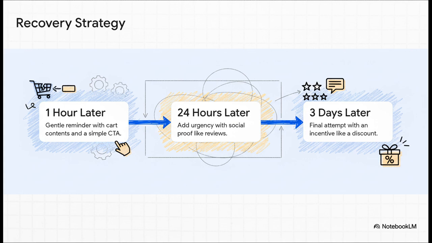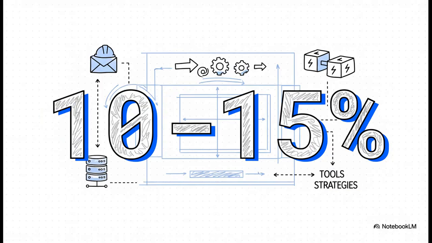It's a proven 3-email workflow that really leans on psychology. The first email, about an hour later, is just a gentle nudge while that item is still fresh in their mind. The second one, a day later, often adds social proof, like customer reviews, to build confidence. And the third, a few days after that, might offer a small discount or free shipping, creating that little bit of urgency to close the deal. And the impact of this?